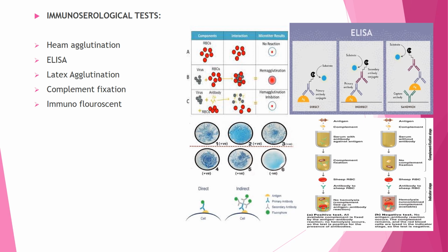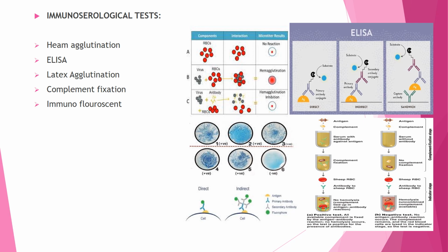Next is the immunoserological tests. These are hemagglutination, ELISA, latex agglutination, complement fixation, and immunofluorescence. Hemagglutination, as we all know, is the process we use for blood tests. When we use the antigen against the antibody present in our blood, it shows agglutination, known as hemagglutination. As seen in the picture, the first one is no reaction, and the second one is hemagglutination.